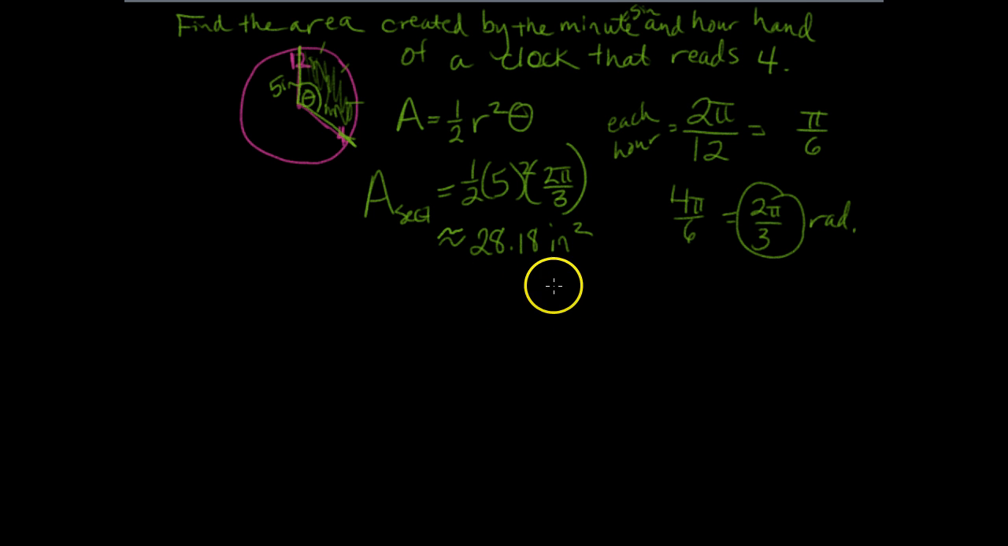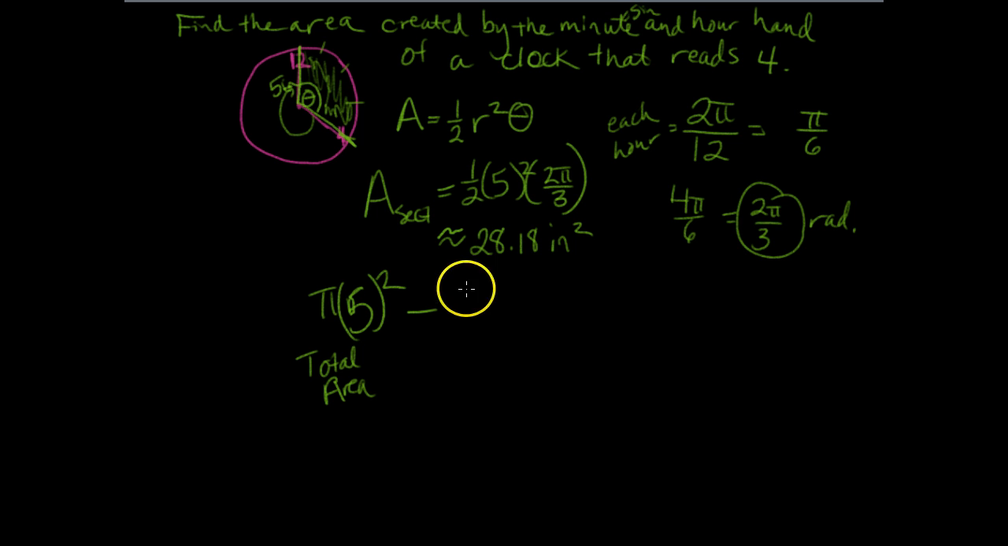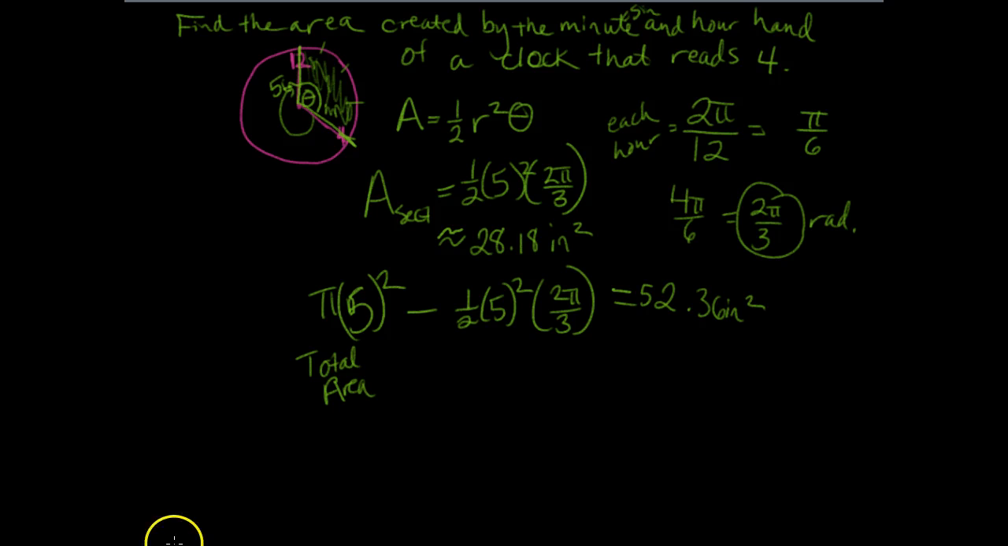Now if you wanted to find the area of the rest of it, you could count it all up, or you could just say pi r squared, where r is 5, so pi times 5 squared, that's the total area, minus this 1/2 times 5 squared times 2 pi over 3, which in my calculator I got about 52.36 inches squared.